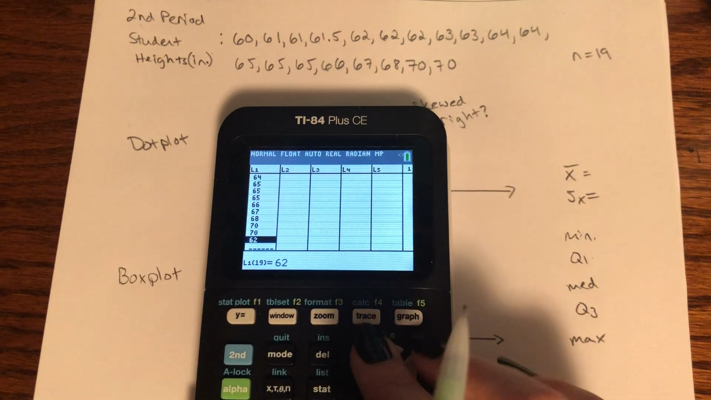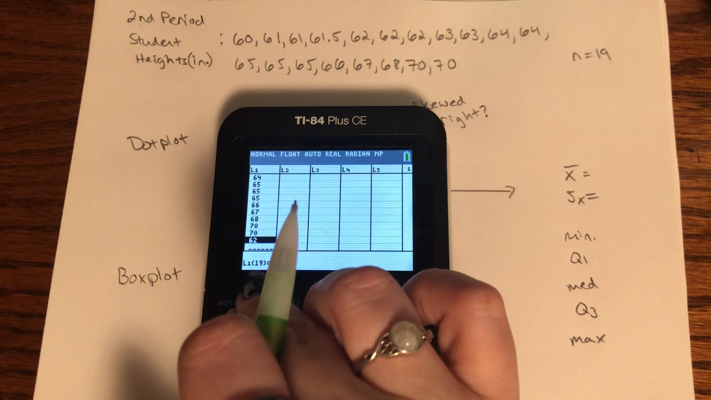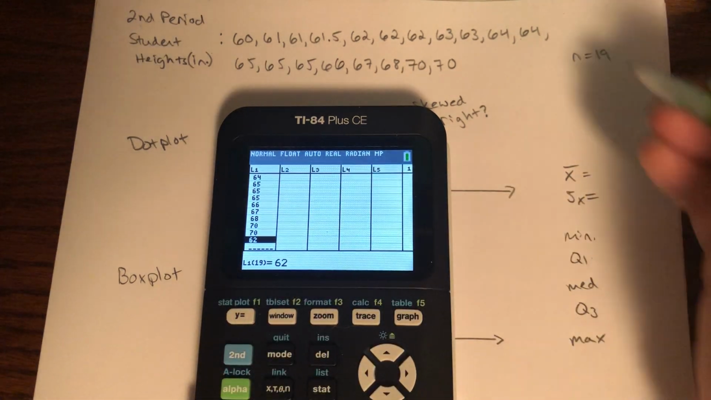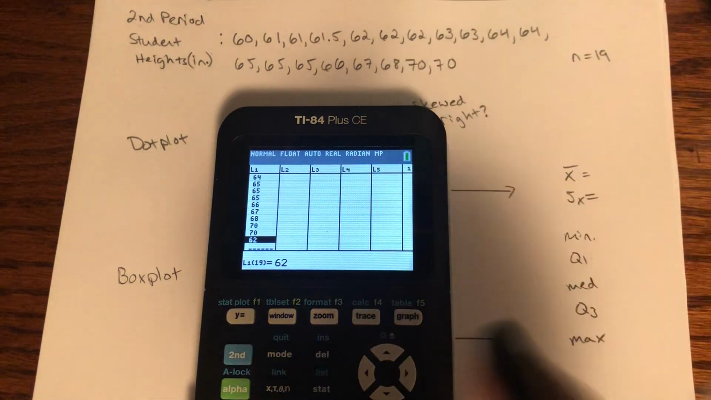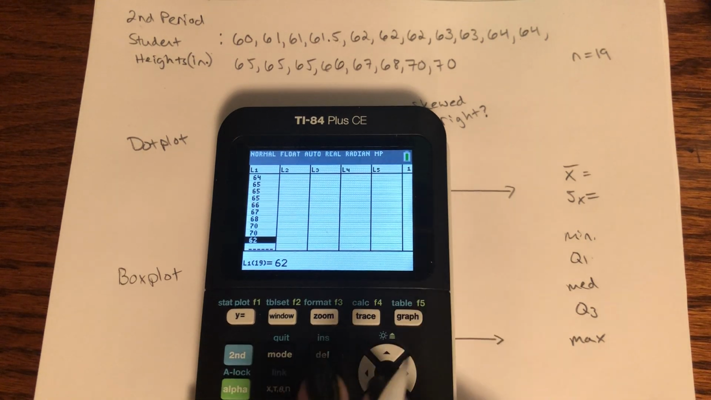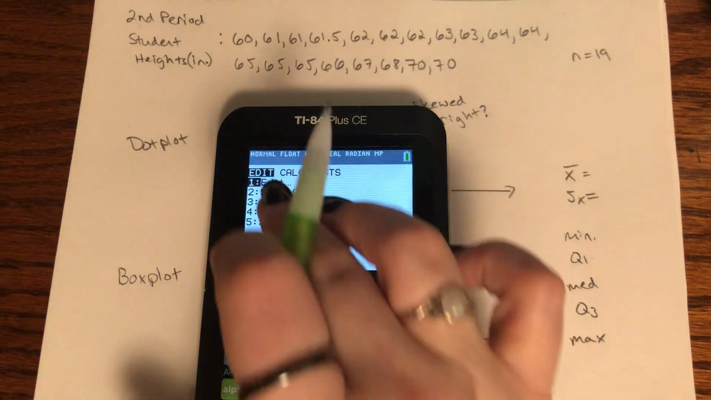So now I see that my last number was the 19th number. And I know that I had 19 numbers in my list. That's how I'm double checking this. I'm going to go back to Stat, and this time I'm going to calculate.